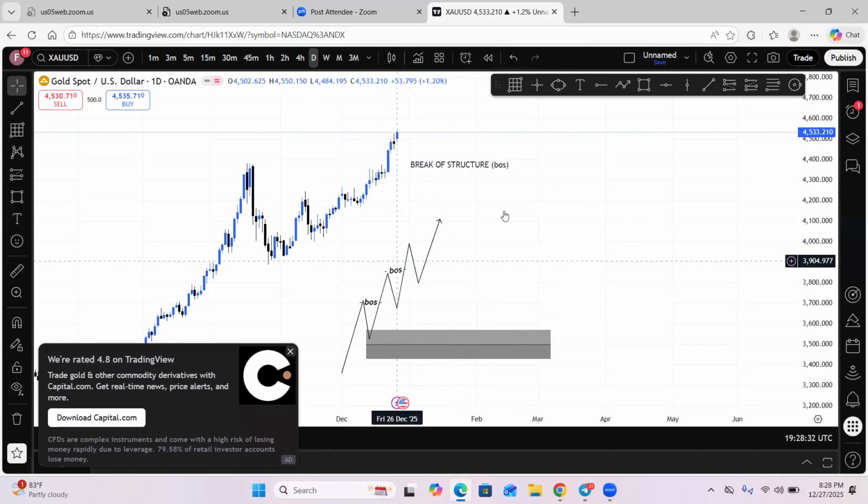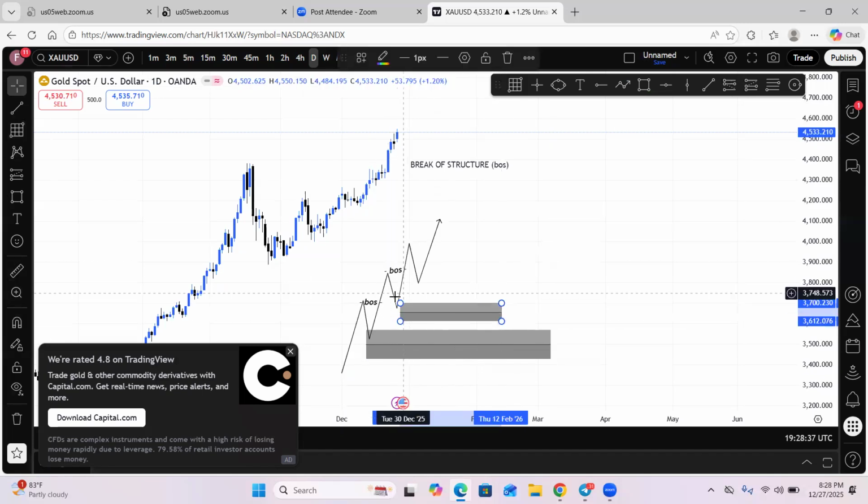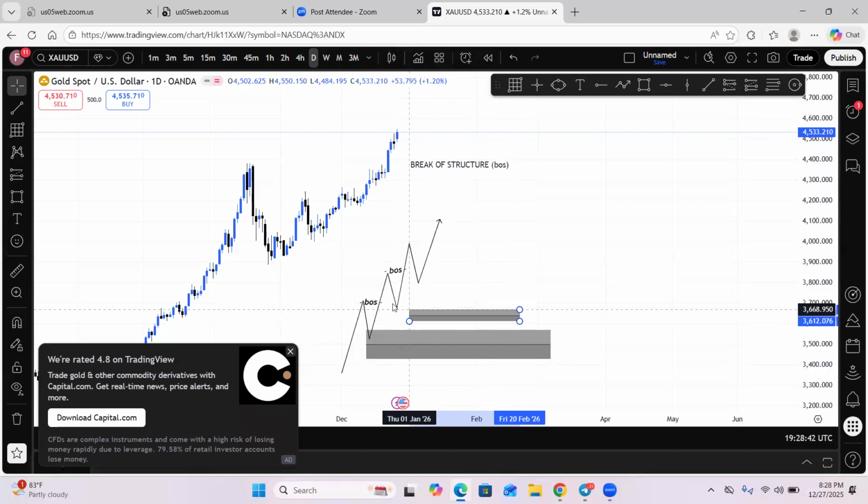After giving us another break of structure, it created for us another origin. Market presented to us another origin, which is this level. When you hear origin, it means a consolidation that occurs after a break of structure. That is the meaning of origin. It is the last consolidation that occurs after an impulsive movement that breaks a structure.